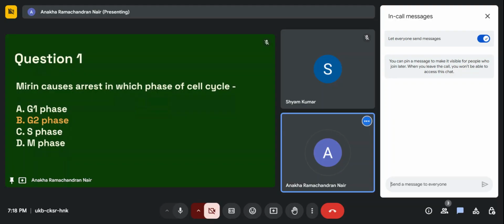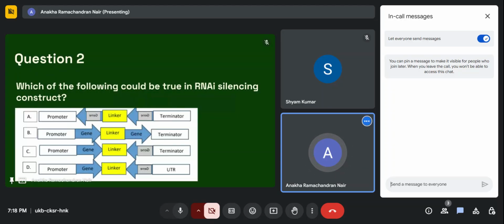All right. So if that is clear, let's move on to question number two. Just stop me anytime you have a doubt. All right. So question number two is, which of the following could be true in RNAi silencing construct?